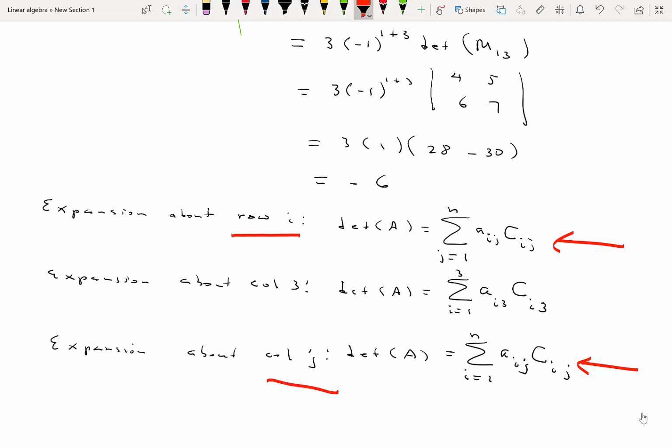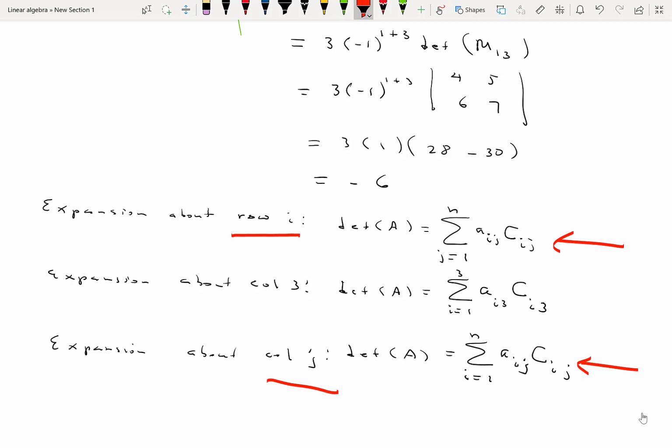So you can compare the two master formulas for expansion about row I and column J. For expansion about row I, the I stays fixed, and we sum over the J's. With the expansion about the columns, J stays fixed, and we expand along the rows. That's the only difference in the two formulas. One sums along J's, one sums through the I's. We keep fixed either the row or the column that we're expanding about.